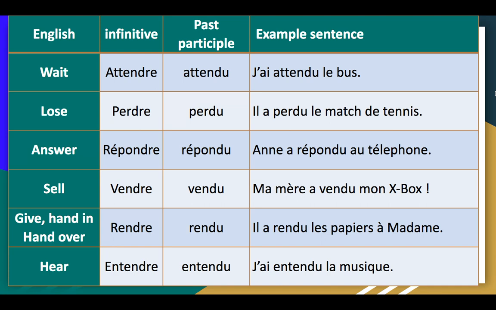The next one is perdre, to lose. Perdre, we take off the RE, we put on a U, and we get perdu. So with the subject, the helping verb, and the past participle, we have the past tense. Say that sentence after me. Il a perdu le match de tennis. Say it again. Il a perdu le match de tennis.